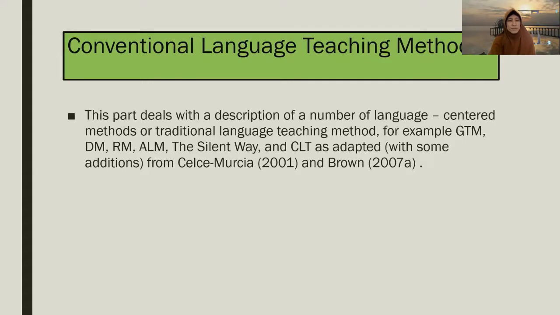Conventional language teaching method deals with description of a number of language-centered methods or traditional language teaching methods, for example, GTM, DM, RM, ALM, the silent way, and CLT, as adapted with some additions from Celce-Murcia 2001 and Brown 2007a.